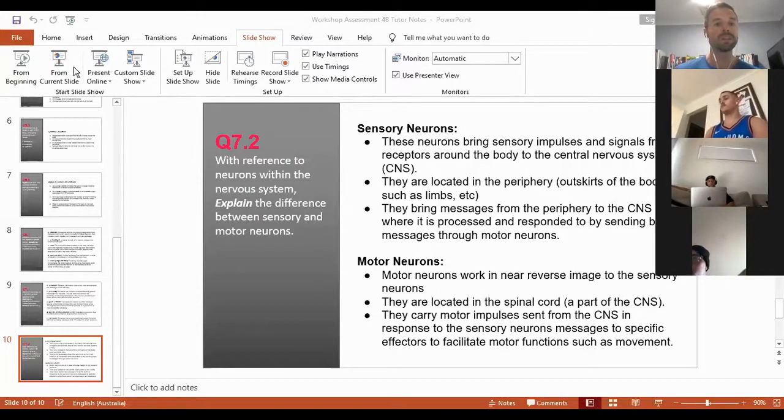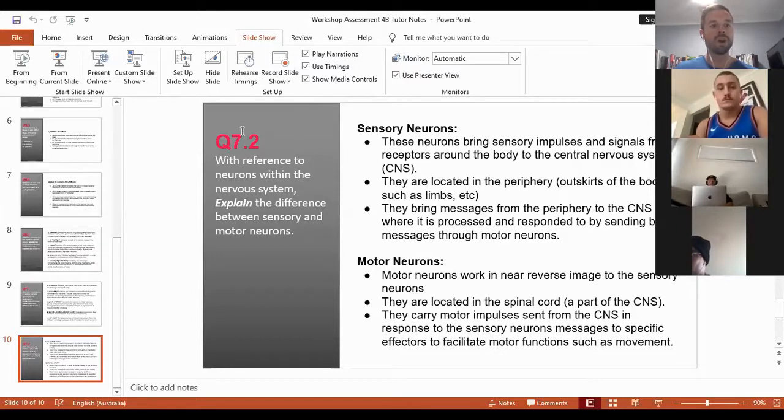So now we're looking for 2 different things. The first one is the sensory neuron, and the second ones are the motor neurons, okay? So pretty simple. Sensory is what we call input, okay? So these are your senses. For example, your smell, touch, sight, taste, sound, all that sort of stuff. So sensory neurons bring signals from outside to the central nervous system.